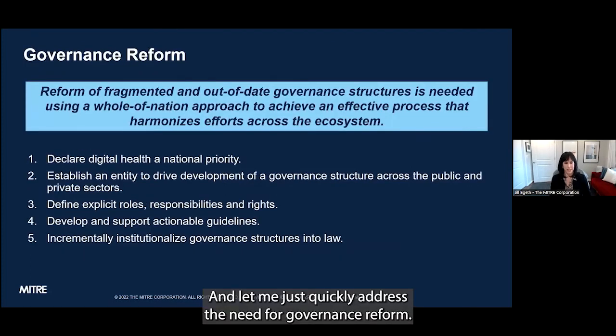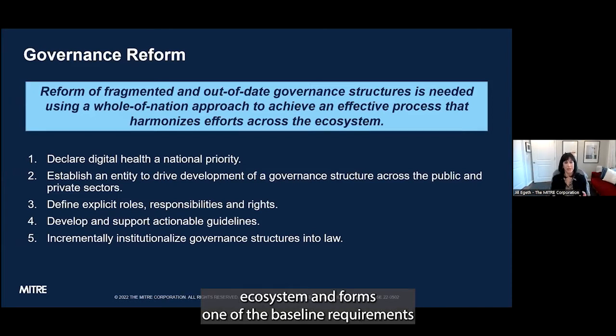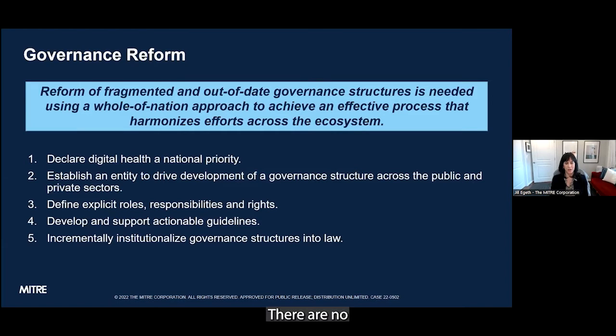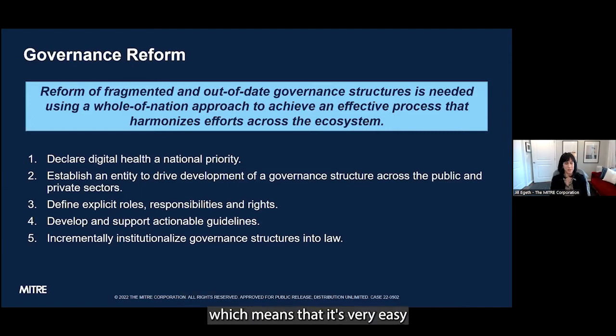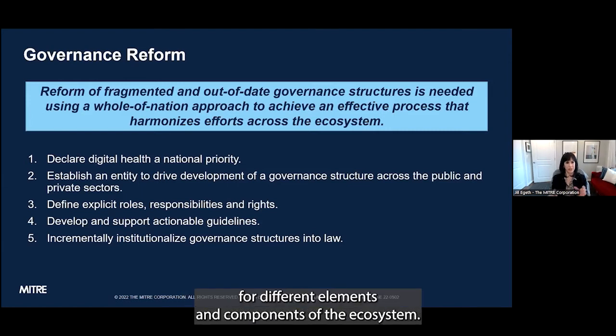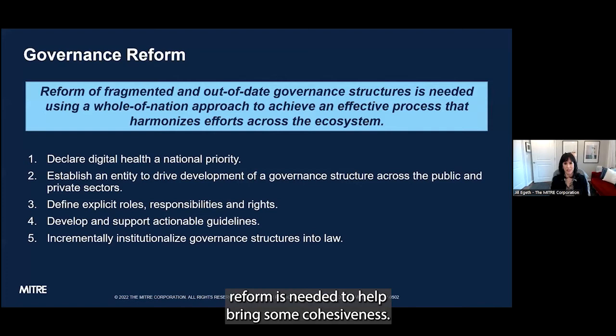And let me just quickly address the need for governance reform. This we sort of saw as an objective that underpins the whole digital health ecosystem and forms one of the baseline requirements for our framework, our proposed national strategy. There is no overarching body to govern the digital health ecosystem, which means that it's very easy for different elements and components of the ecosystem to kind of go off and do their own thing. And we think that a governance reform is needed to help bring some cohesiveness.